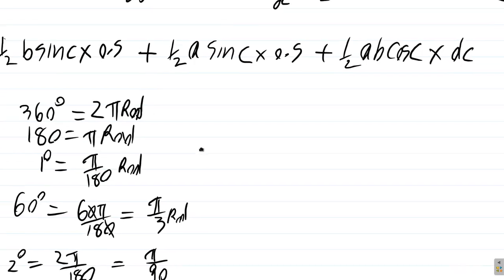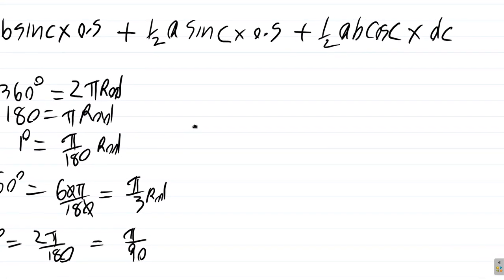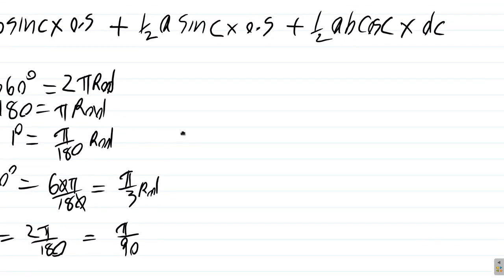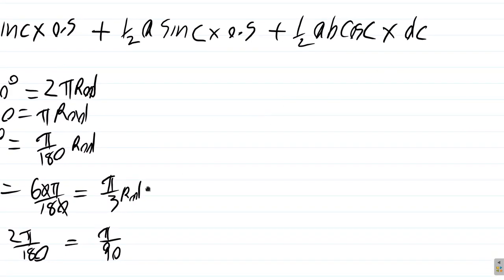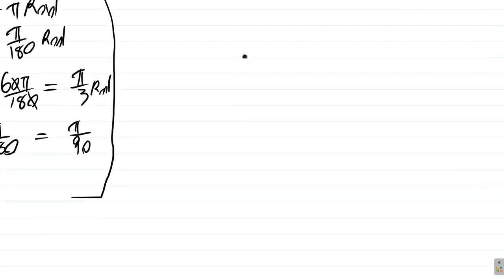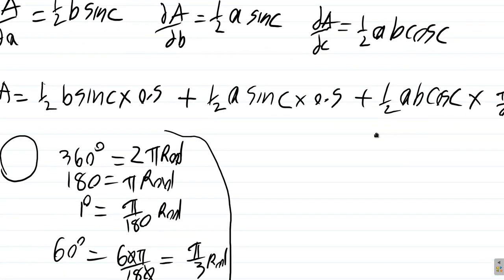So here now, the dC is going to be pi over 90. That's a change of 2 degrees. It's pi over 90. When you use the calculator, we'll turn those into numbers instead of the exact form like this, with the pi over this and that.